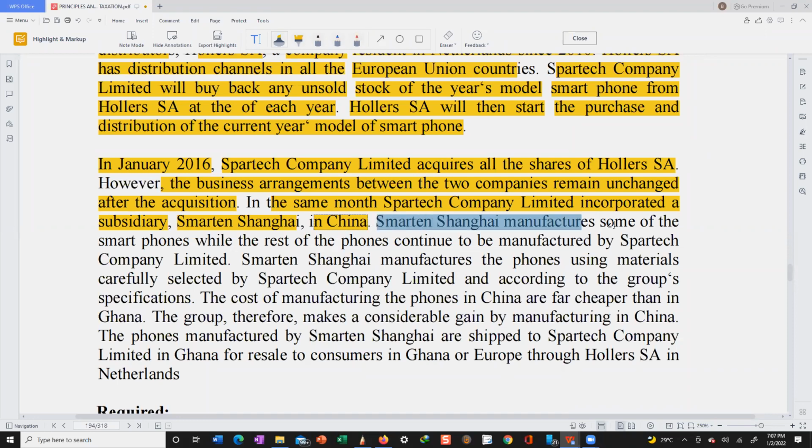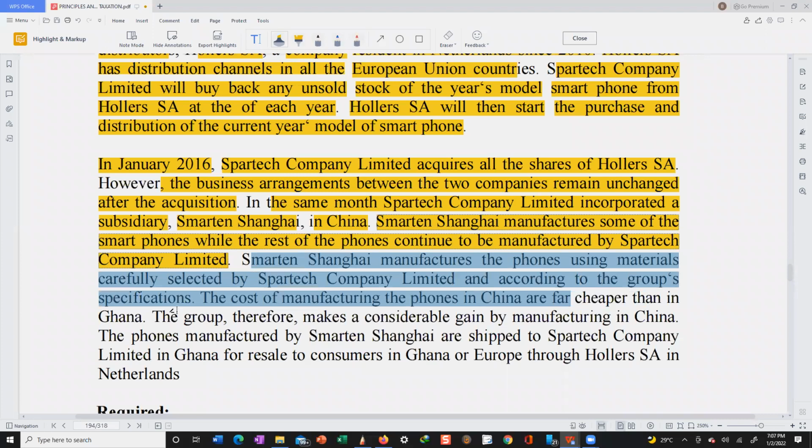Now, Smarten Shanghai manufactures some of the smartphones while the rest of the phones continue to be manufactured by Spart Company. Smarten manufactures the phones using materials carefully selected by Spart Company Limited and according to the group specifications. The cost of manufacturing the phones in China is far cheaper than in Ghana. So the manufacturing of the phones and transferring them to the parent company is also a controlled transaction. The group makes a considerable gain by manufacturing in China.